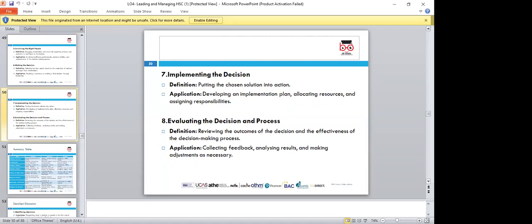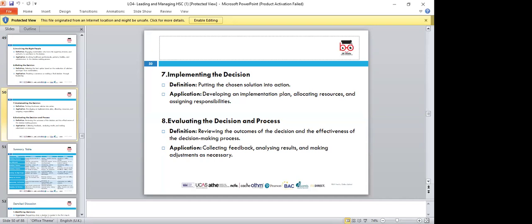You have to look into implementing decisions. Putting the chosen solution into action through developing an implementation plan, allocating resources, and assigning responsibilities. Evaluating the decision and process. Definition: reviewing the outcomes of the decision and the effectiveness of the decision-making process. Application: collecting feedback, analyzing results, and making adjustments as necessary.